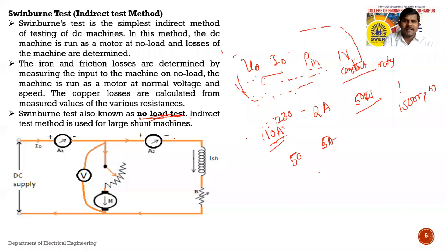Suppose initially I am assuming 50% load will be put on the machine. Also I am assuming 75% load should be present. At that condition, I assumed 75% load is present, so 75% load as compared to that of rated load. When it is 75% of rated load, I am able to tell that 7.5 ampere current will be taken from the supply.